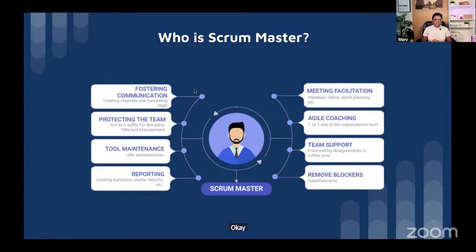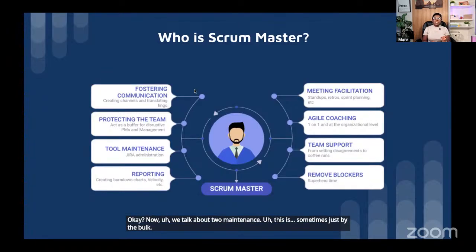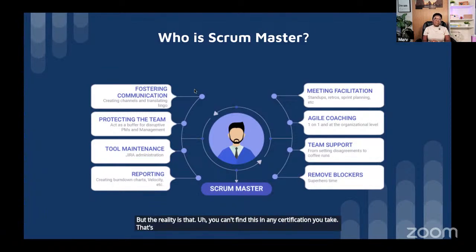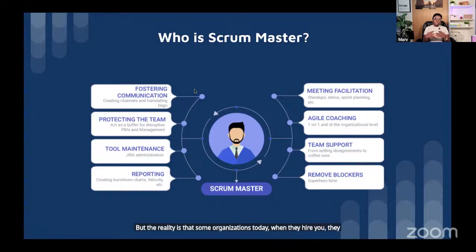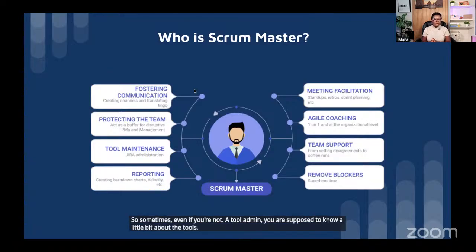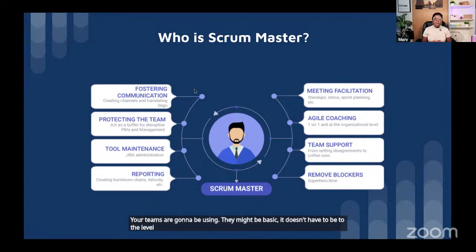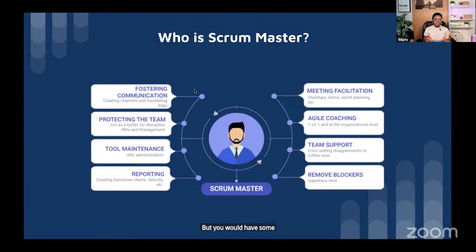Okay. Now, we talk about tool maintenance. This is sometimes just by the book, but the reality is that you can't find this in any certification you take. That's just the truth. Take it from me. But the reality is that some organizations today, when they hire you, they expect you to know about certain things. So sometimes, even if you're not a tool admin, you are supposed to know a little bit about the tools your teams are going to be using. They might be basic, it doesn't have to be to the level of an admin, but you would have some responsibilities to know about this. And we have reporting.